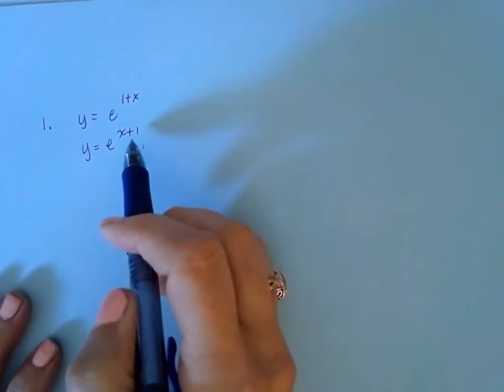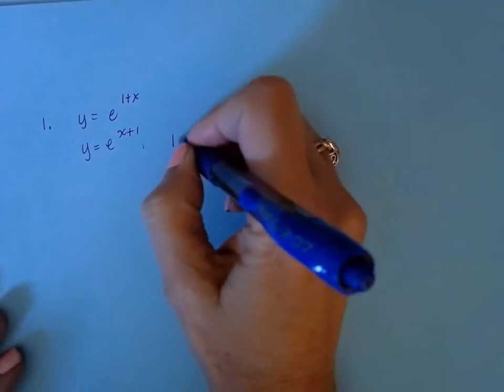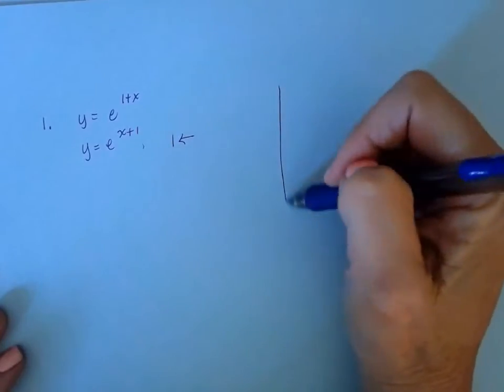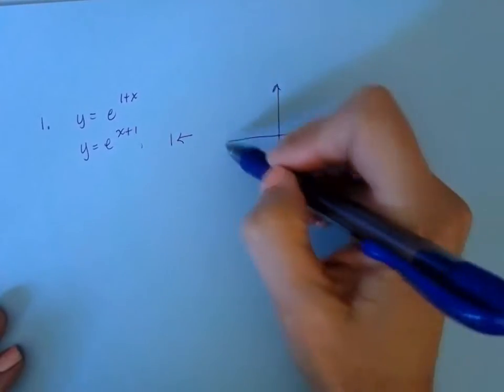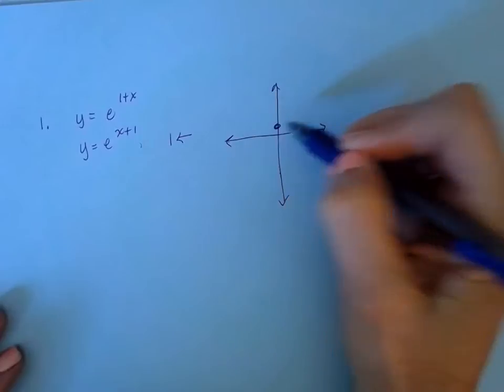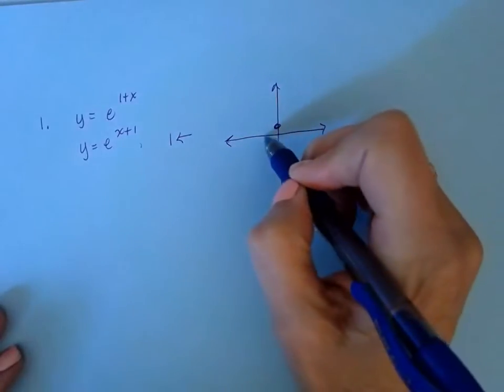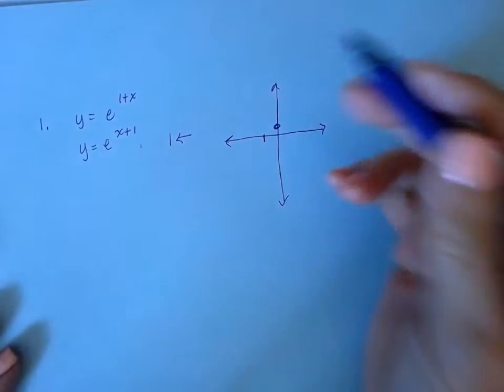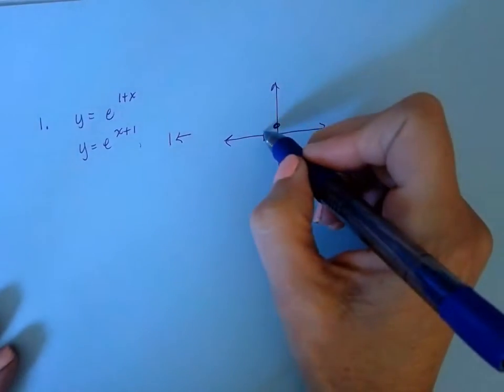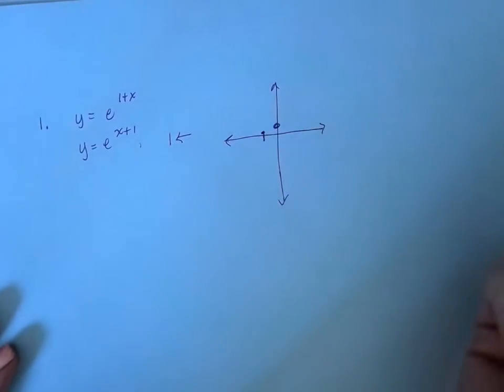And this is telling me I'm going to have a horizontal translation 1 to the left. So 1 to the left. So my parent function, let's just review what that would look like. It's going to cross at 0, 1. E to the negative 1 would be 1 over almost 3. So it's going to be roughly a third, because remember e is approximately 2.7813.